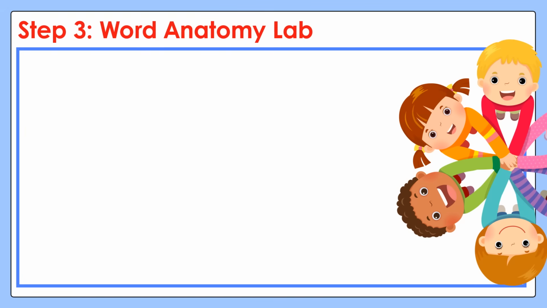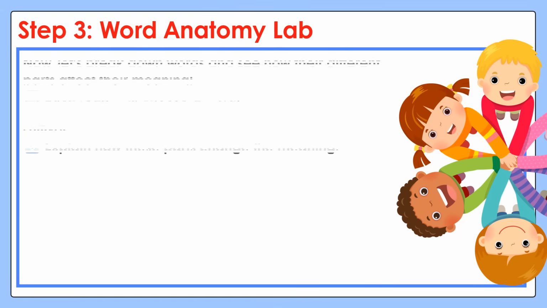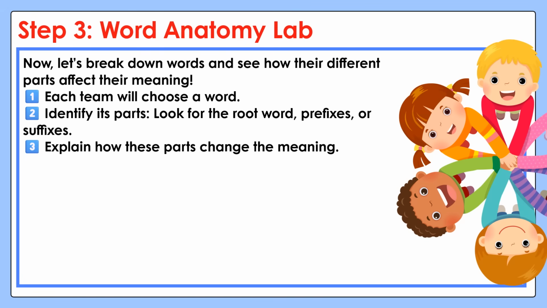Step 3. Word Anatomy Lab. Now, let's break down words and see how their different parts affect their meaning. Each team will choose a word, identify its parts. Look for the root word, prefixes, or suffixes. Explain how these parts change the meaning.